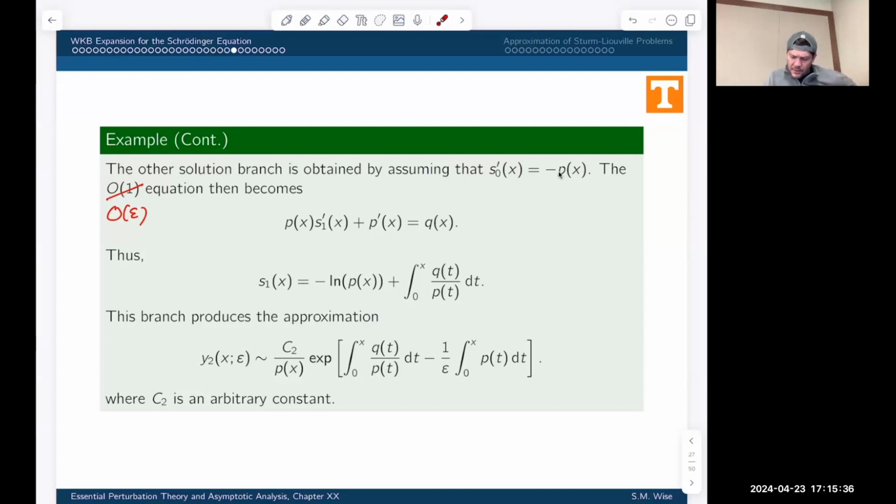So I claim that this one has the solution minus log P of x. P of x is positive, so we're safe in computing that log, plus the integral from 0 to x of q of t over p of t. All right, so you can check this since time is a little bit short. I'm just going to assume that this is true. Is it pretty clear though that this is the case? Yeah, so why is this true?